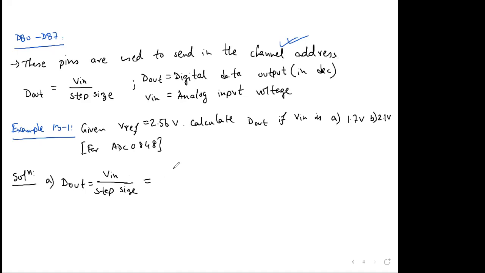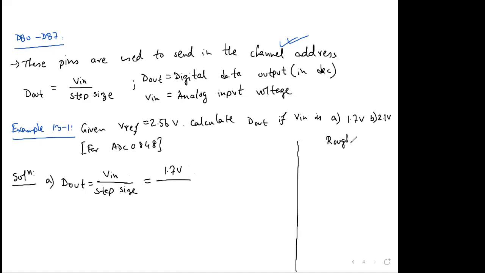Having known this, what is my V in for the first case? 1.7 volt, very obvious. And what is the step size now? 0.01. Okay, let us do the rough calculation over here.